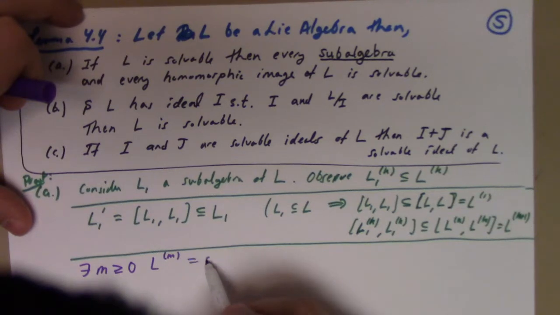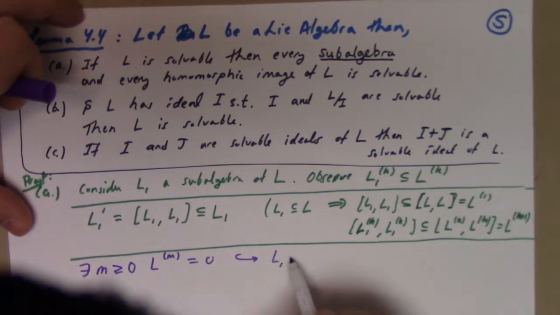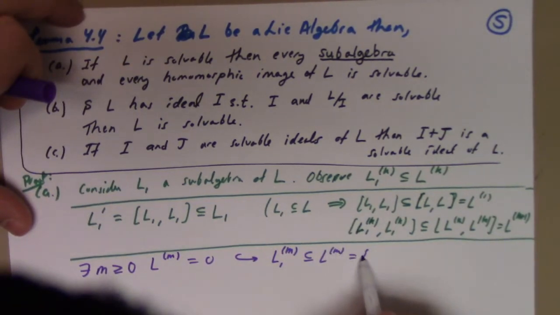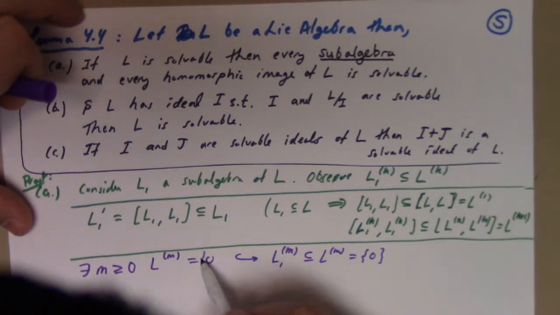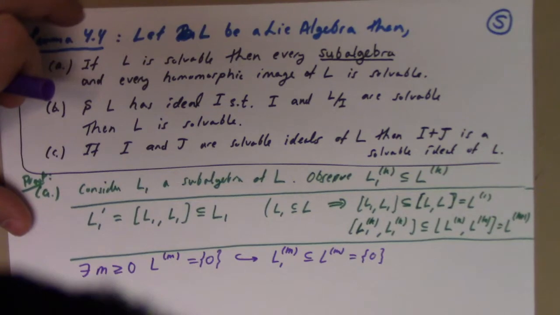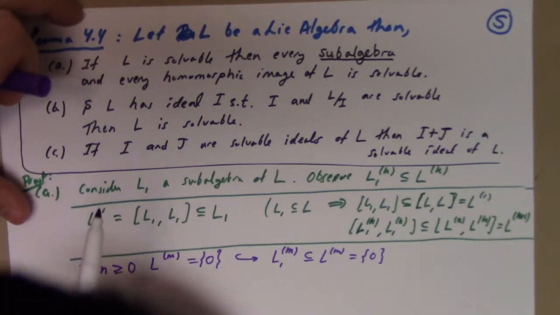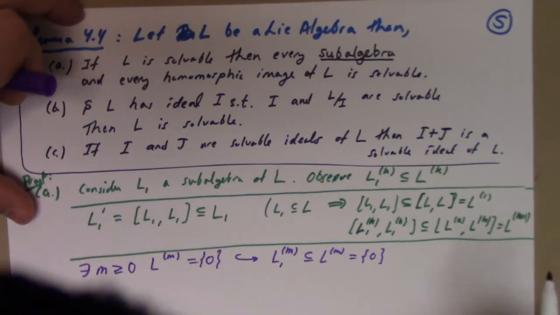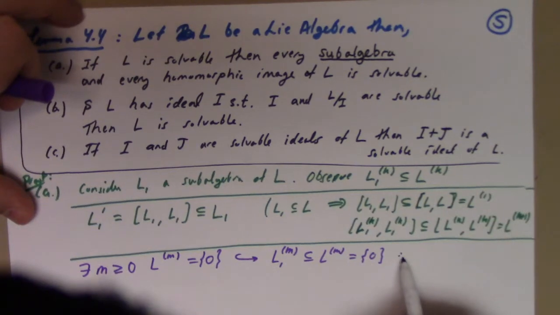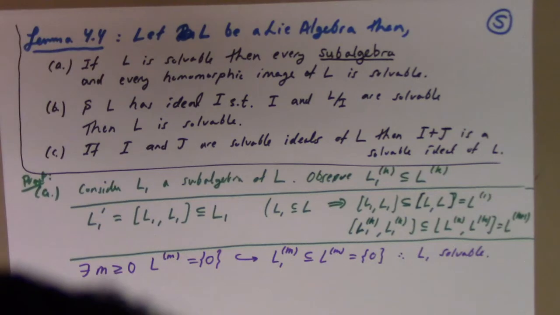L^(m) is equal to 0, but that implies that L1^(m) is a subset of 0. I guess I'm feeling guilty. I should really say set containing 0. Yeah, that's what I've been doing. I felt bad on the first one. I think he slipped that past me somewhere. So therefore, L1 is solvable. But L1 was an arbitrary subalgebra, so there you go.